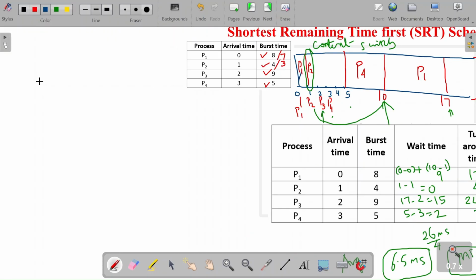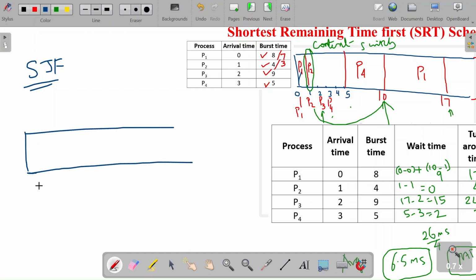Now let us resume our calculation and compute how we can claim that this is the best algorithm. For this, let us analyze the non-preemptive version, that is, shortest job first. Non-preemptive version for the same problem. So we have P1, P2, P3, P4, and we have the arrival order also. So we are starting the Gantt chart.